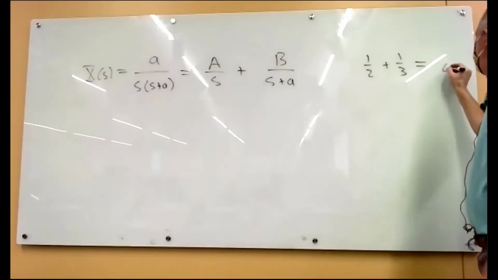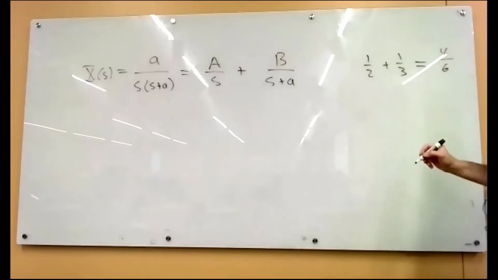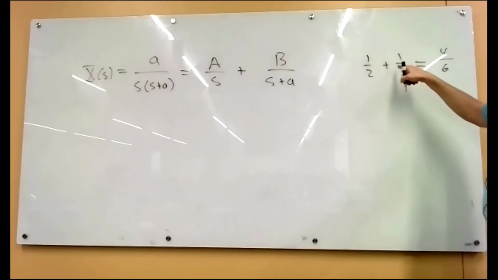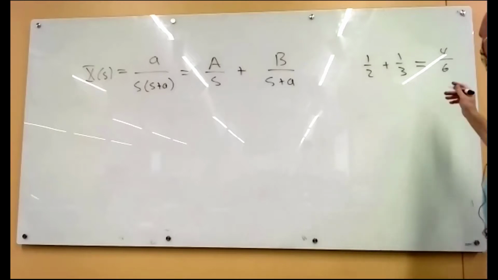So it's going to be 4/6, right? Did I do that right? That's going to be 3/6 and 2/6. 3 plus 2 is 5.